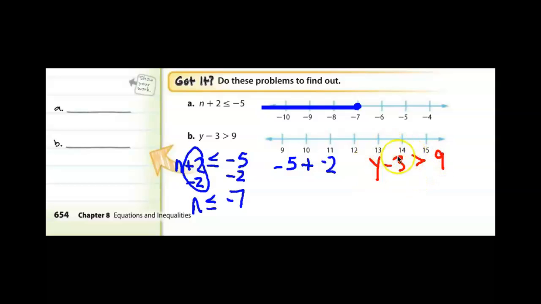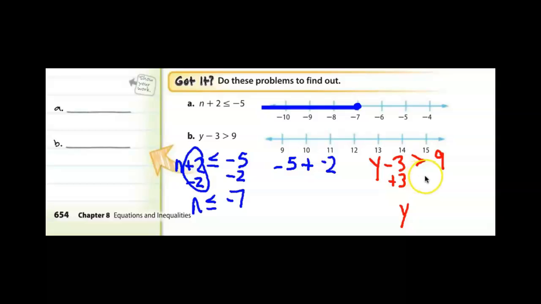So I want to get the y by itself. What am I going to do to the minus 3 in order to get rid of that? Go ahead and answer that for me now. So to get y by itself, I'm going to add 3. So we have minus 3, now we're going to add 3.